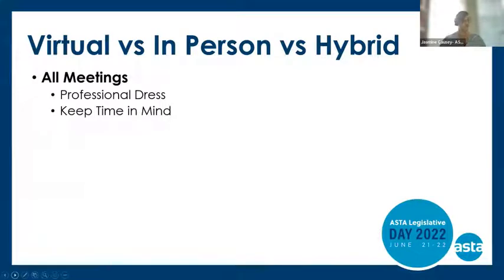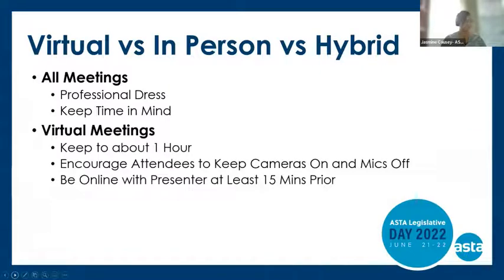So for all meetings, we want to make sure that we have a professional dress, and we also want to make sure that we keep time in mind. And what I mean by that is we want to make sure that your meeting has appropriate pacing for the type of meeting that you are having, whether that is in person, virtual, or hybrid. So virtual meetings, you should really keep these to about 1 hour. And this includes time for questions and answers. So working with your supplier partner, you want to make sure that they are leaving time for questions and discussion.